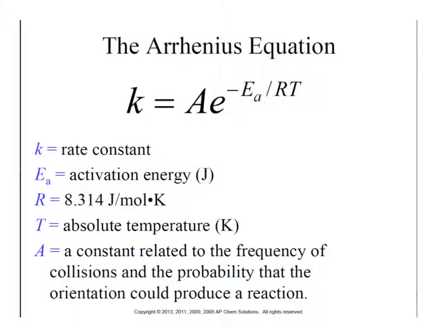And then it's e to the, so this would be the anti-natural log, raised to the negative Ea, that's the activation energy, which is in joules, over R, and for our R value we're going to use the 8.314 version because it's got joules in it to match with the Ea, multiplied by temperature, which has to be in Kelvin, to go with our R.